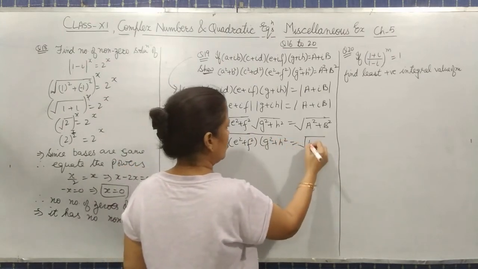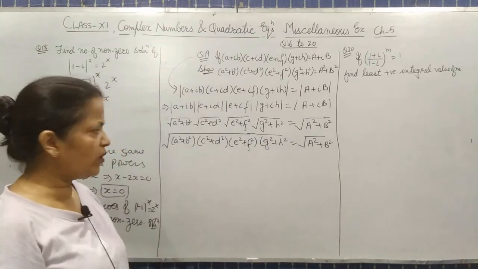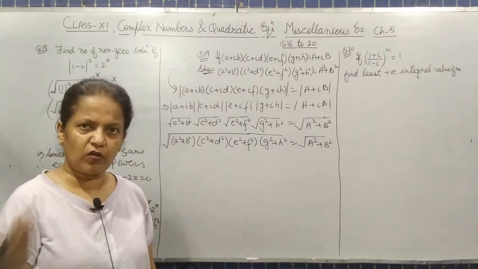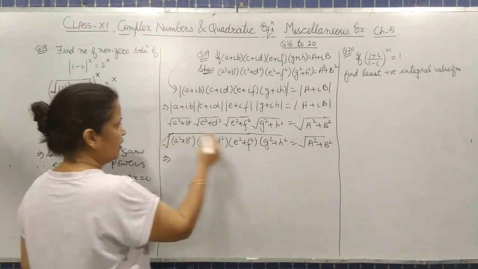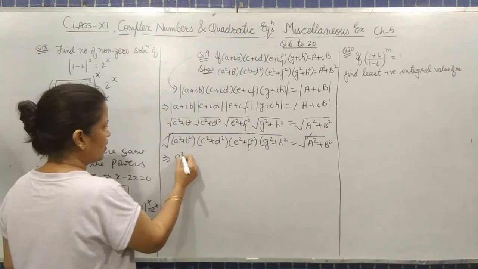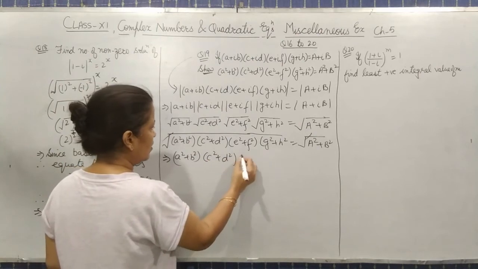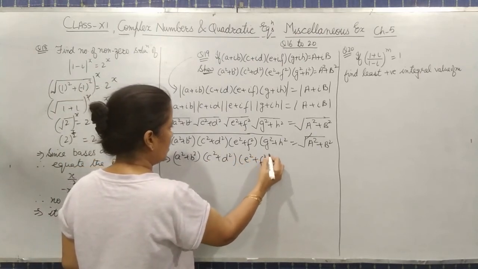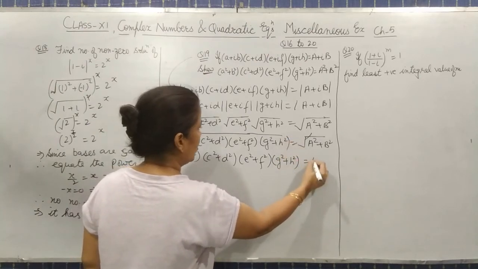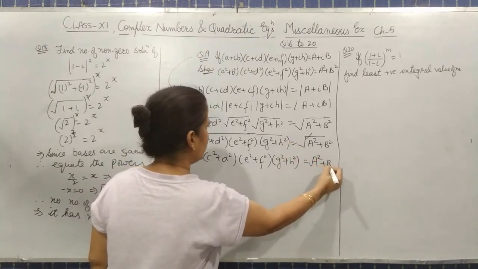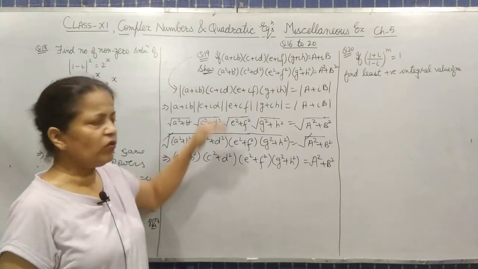This is equals to root A square plus B square. Now on both the sides, root sign is there. Okay? Now taking square on both sides, so you will get the result. This implies this square root will be cancelled out. So A square plus B square, C square plus D square, E square plus F square and G square plus H square equal A square plus B square. Is it clear? And this only we have to prove it.